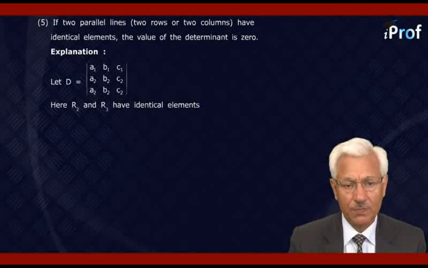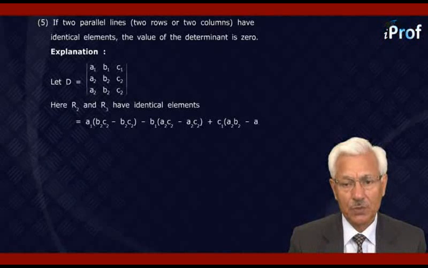The value becomes A1 times (B2 C2 minus B2 C2) minus B1 times (A2 C2 minus A2 C2) plus C1 times (A2 B2 minus A2 B2), which is equal to 0.